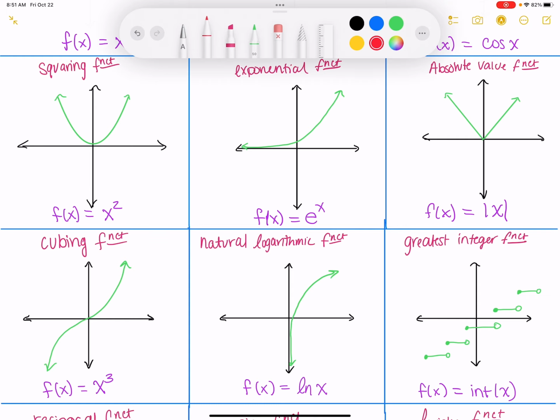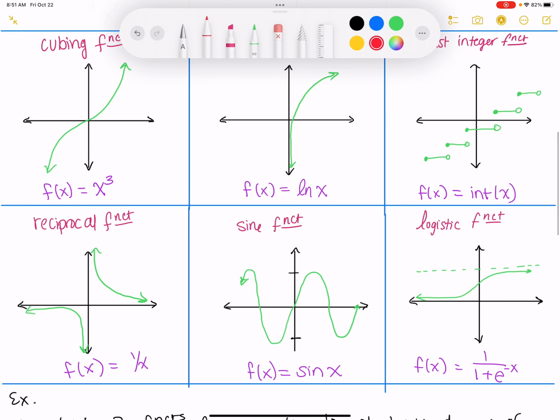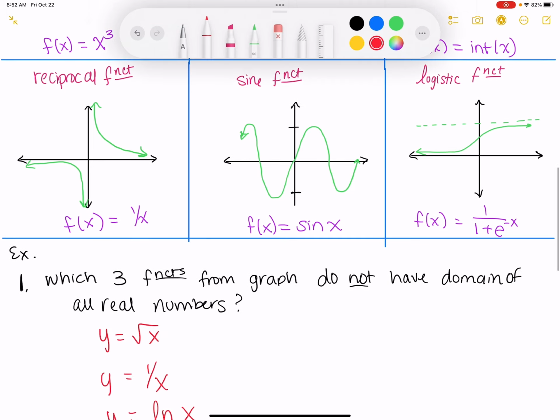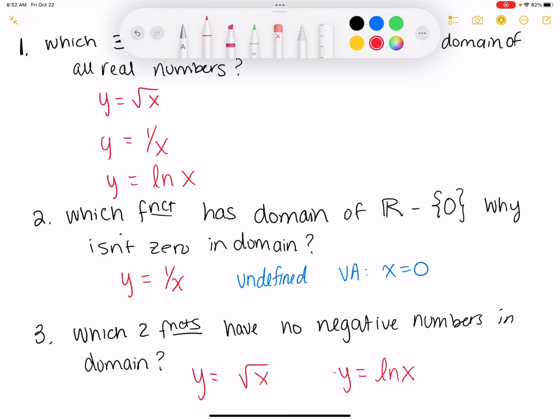Okay, the 1 over x, where is it? The 1 over x, okay, there are negative numbers. It goes from negative infinity all the way up to get close to 0 but never touches. And then it's close to 0 and goes all the way out to positive infinity. Okay? All right, so that was 3 questions about domain.